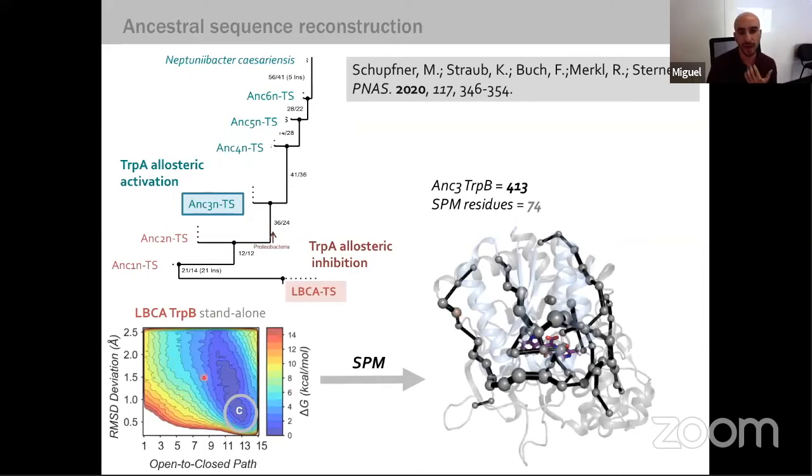This is why we are analyzing the shortest path map of this last bacterial common ancestor, which is supposed to be already a standalone catalyst. But still, we get 74 residues here that would be introduced in the NC3 sequence in order for a standalone function.